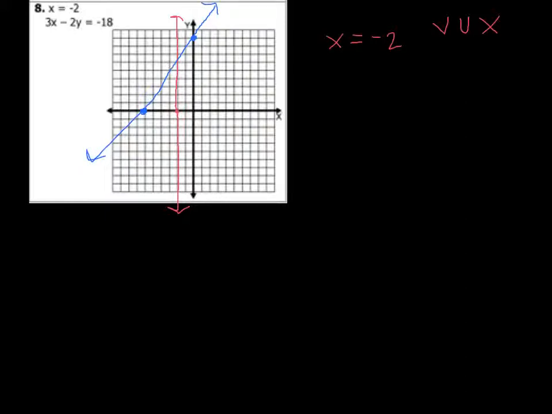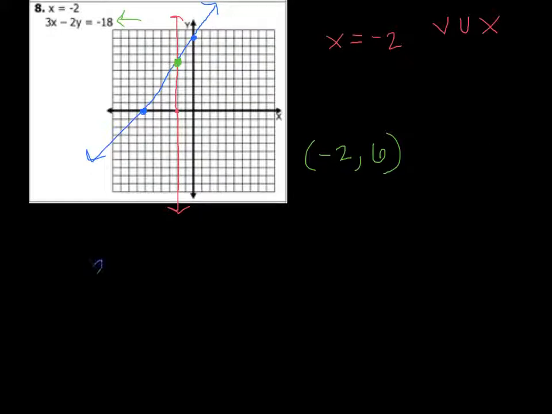Now, remember, the solution to a system is where those 2 lines intersect. So those 2 lines appear to intersect right here, where x is equal to negative 2 and y is equal to 6. So you can check your solution just to make sure. It appears that my solution is at negative 2, 6. Well, if that's a solution, then that means it has to work in this equation. So I'm going to check and just make sure that it does.